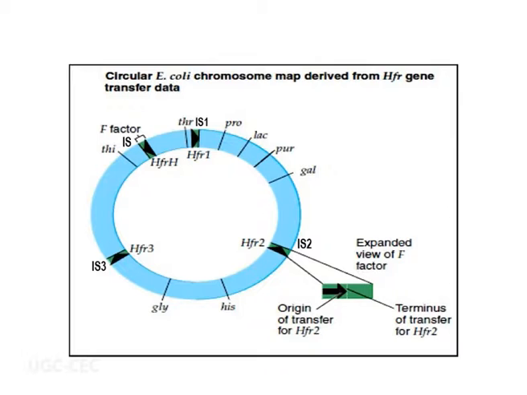So if you start with different Hfrs, where say for example the F plasmid has integrated in IS1, another F plasmid has integrated in the IS2 site, and a third one has integrated in the IS3 site, and you carry on interrupted experiments with 3 different Hfrs, then you will get 3 different maps. And if you align these maps together, then you will get the entire mapping of the bacterial genome.